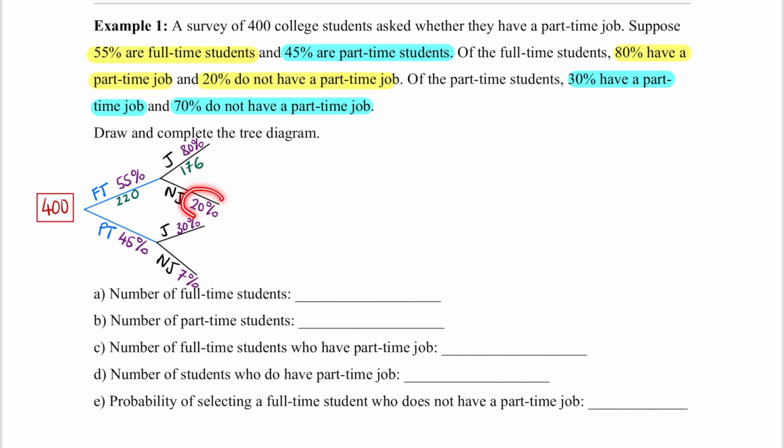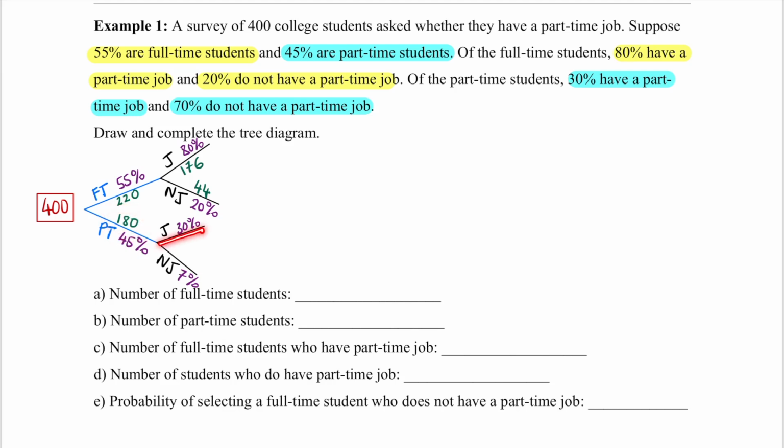The remaining 20% of 220 do not have a job. So we take 220 times 0.20, which is 44. 44 full-time students do not have a part-time job. Now, let's move to the part-time branch. 45% of 400 students are part-time. So we take 400 times 0.45 equals 180. There are 180 part-time students.